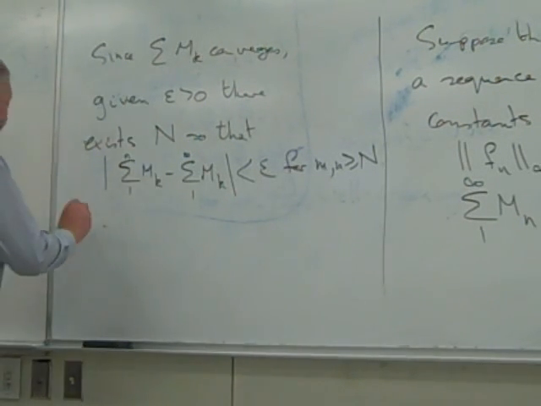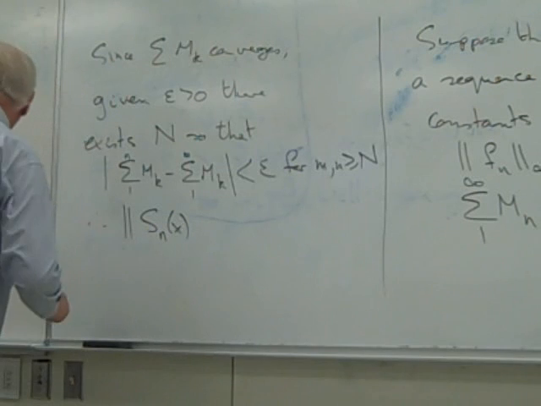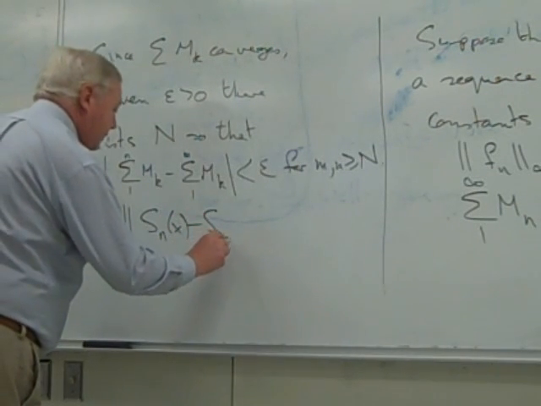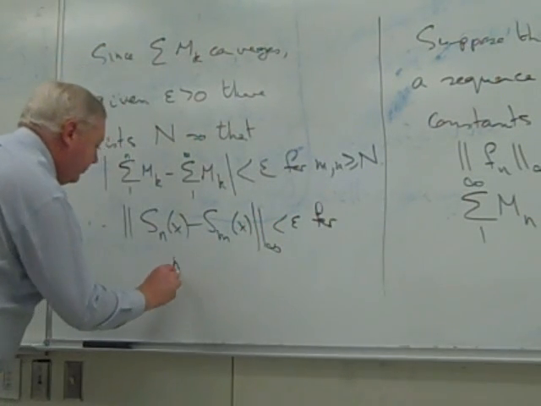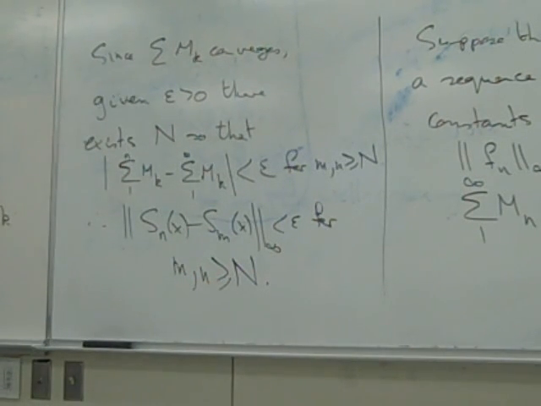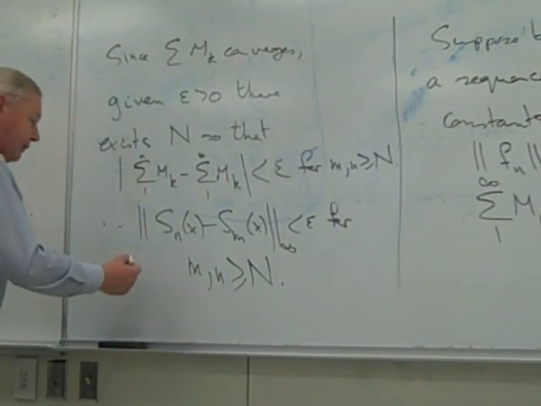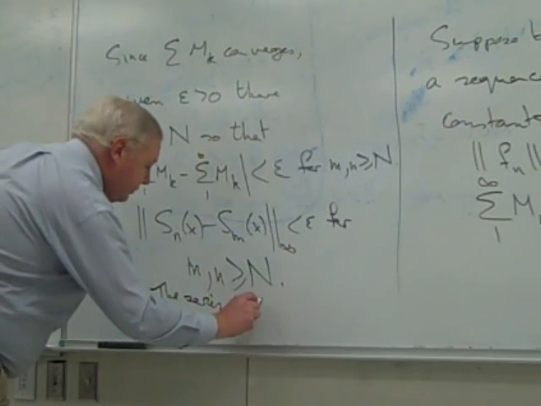So therefore, the infinity norm of the nth partial sum of the series of functions minus the mth partial sum is less than epsilon for any m and n greater than or equal to capital N. And therefore, the sequence of partial sums is uniformly Cauchy. It's a uniformly convergent sequence, and therefore, by completeness of the continuous functions, the series converges uniformly.